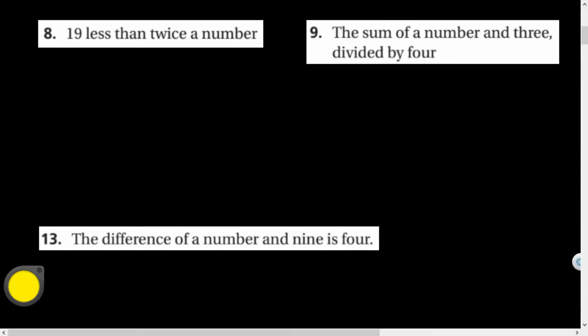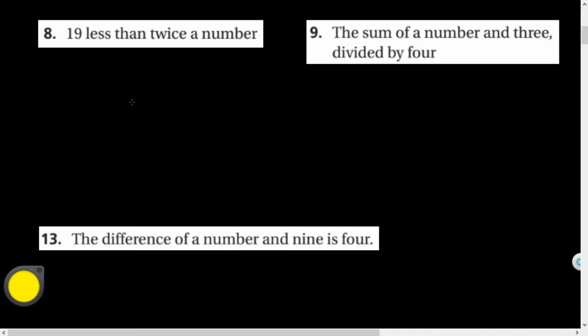Greetings and welcome, friends. We're taking a look at our quest from last night. We're actually doing the translating verbal phrases assignment. I found this assignment from a middle school textbook from the Big Ideas Company. I might be able to throw the link in there, but maybe not. I might not legally be allowed to do that.